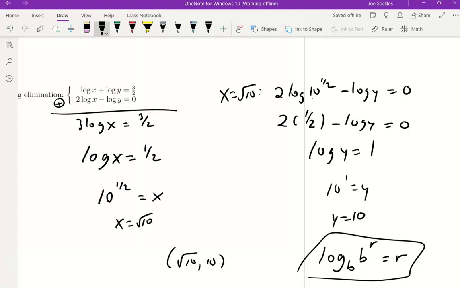What questions do you have on that one? Is the process okay minus the remembering how to handle logarithms? The process isn't any different than what we've been doing, is it?